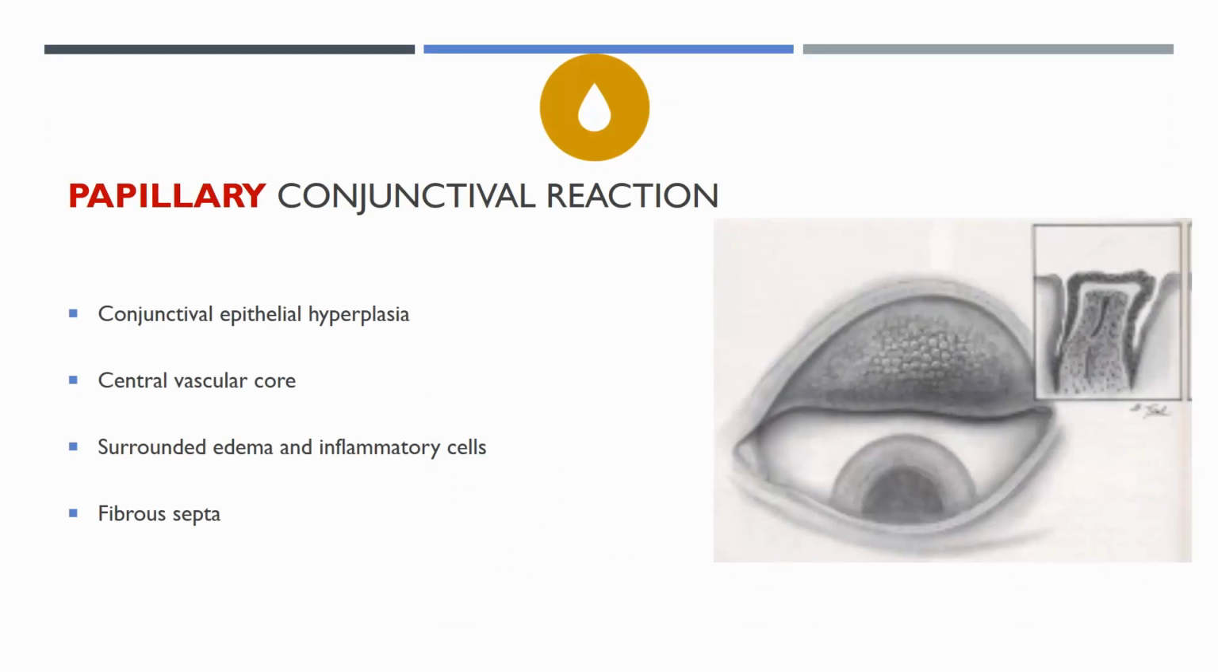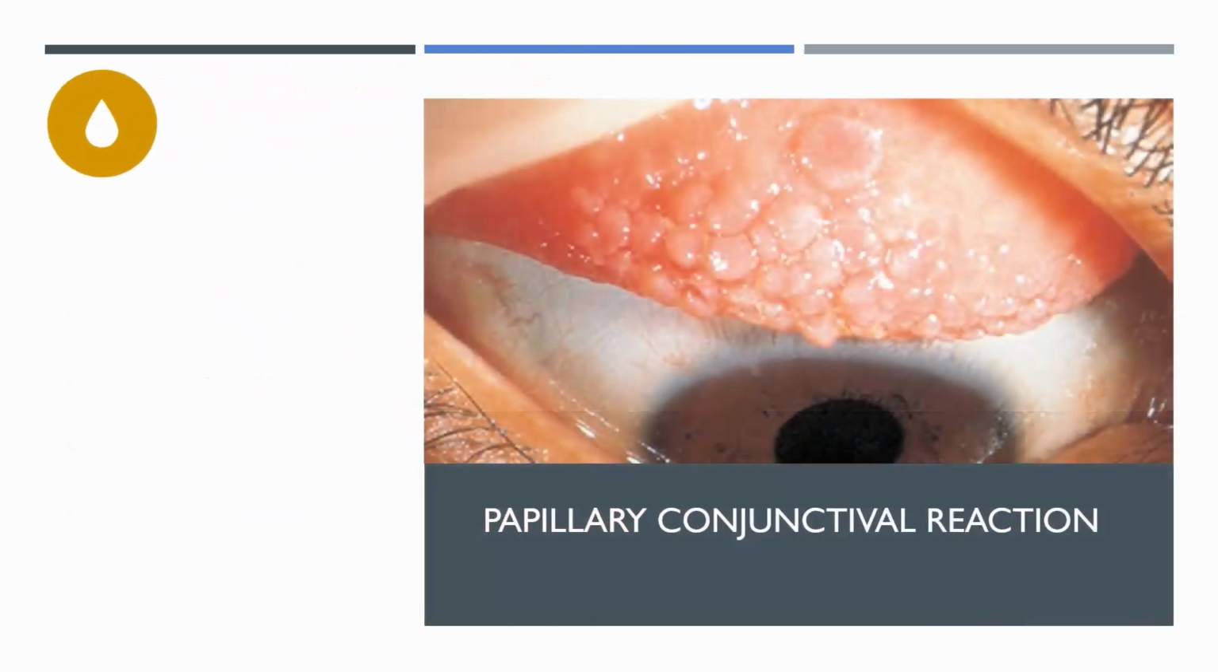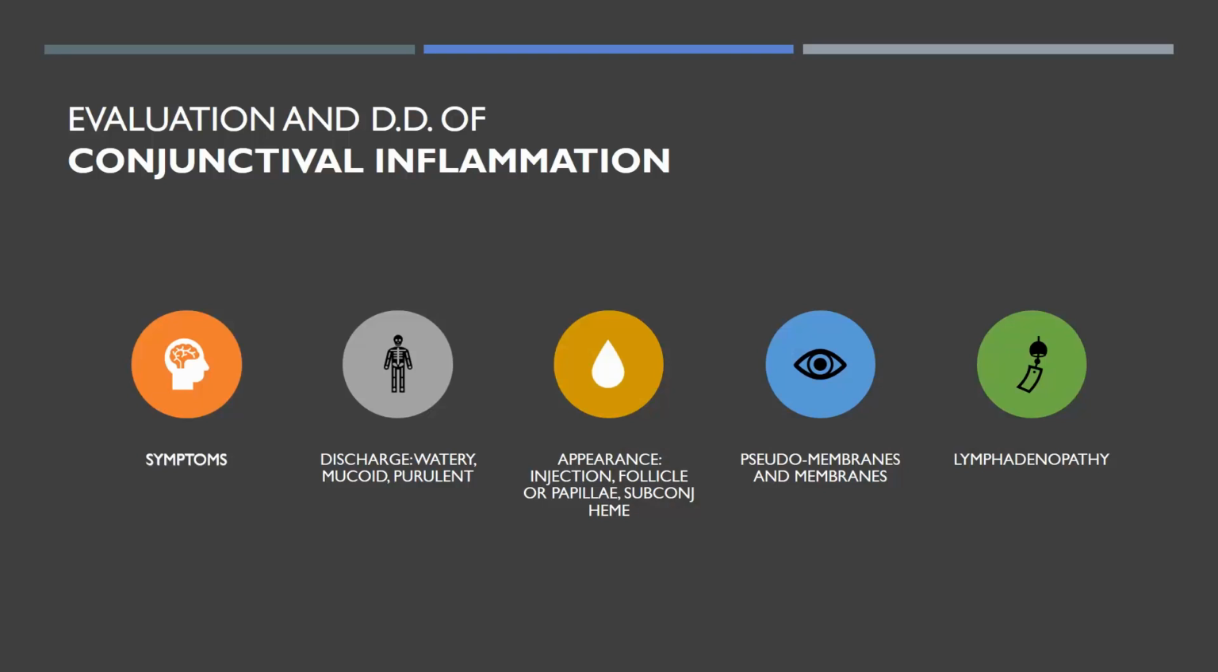Papillary conjunctivitis, we can see this papillary reaction in allergy. It's a conjunctival epithelial hyperplasia with a central vascular core, surrounded by edema and inflammatory cells, and there is fibrous septa in between the papillae. This is the image of papillary conjunctivitis. We can see here the inverted upper lid with the cobblestone appearance, and I think we already talked about allergic conjunctivitis with this specific papillae.